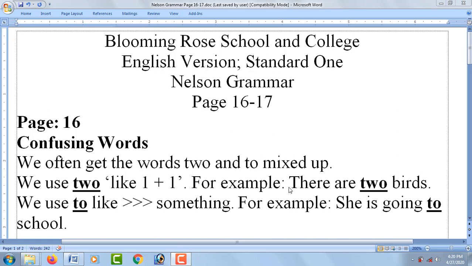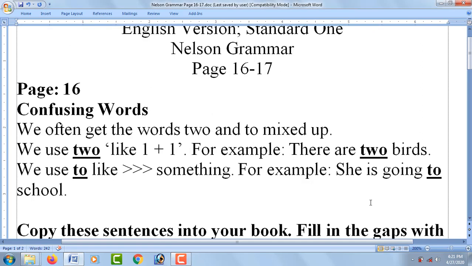For example, we can say there are two birds, two plates, two boxes, etc. But TO, we use as a preposition. Sometimes we use it as an infinitive. Generally, it indicates directions. Suppose, she is going to school. In this sentence, TO indicates direction towards school.